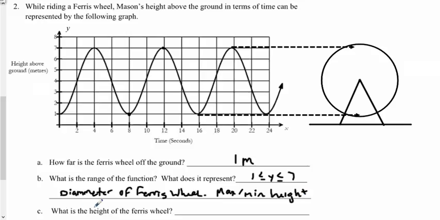And the last part here says, what is the height of the Ferris wheel? Well, we can see the height of the Ferris wheel is right here at the maximum, which is 7.